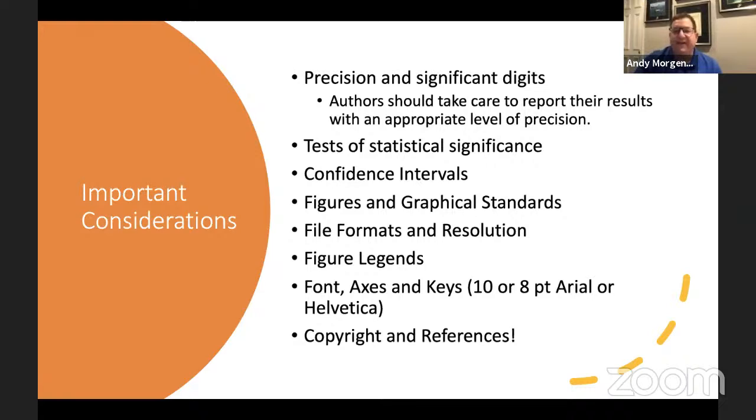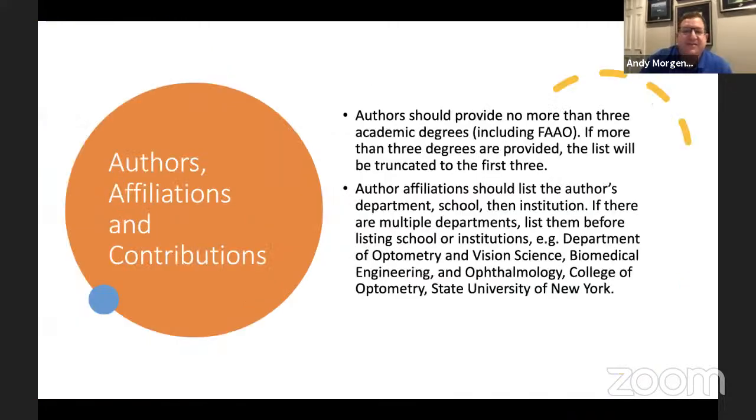Remember that all of your figures and graphical standards have to be interpreted by people around the globe. The file formats and the resolution have to be paid attention to. The figure legends, like we said, the font, the axes, and the keys. And again, most importantly, in my opinion, the copyright and the references have to be paid attention to. And then, of course, you're going to be writing this journal article yourself, so it's important to cite the authors, their affiliations, and their contributions correctly.